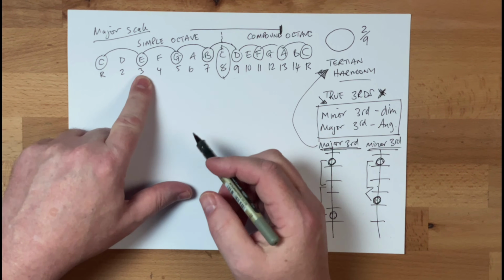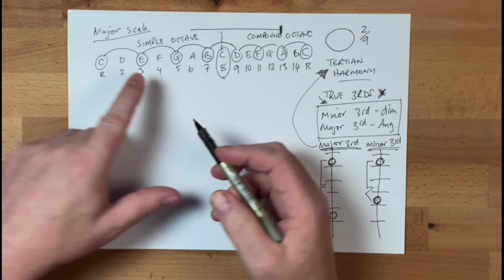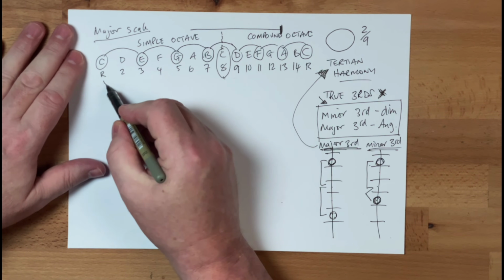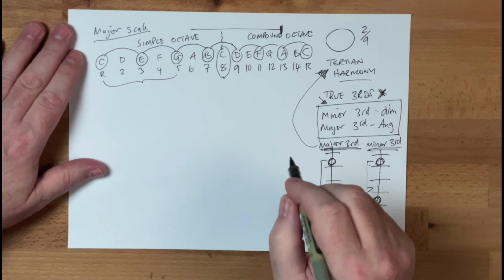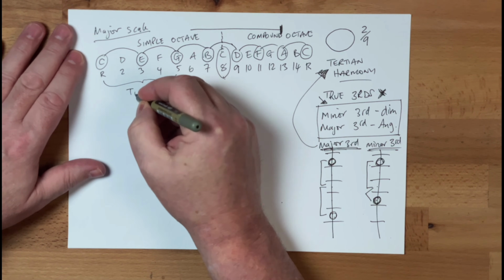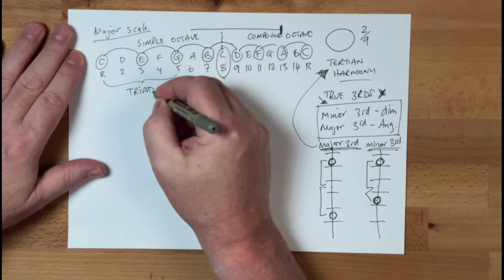Now, the E. Let's look at the E. The way I see it is we want to keep these 3 here, the root, the third, and the fifth. We want to keep these as being sacred. And that is where we get the triad from.